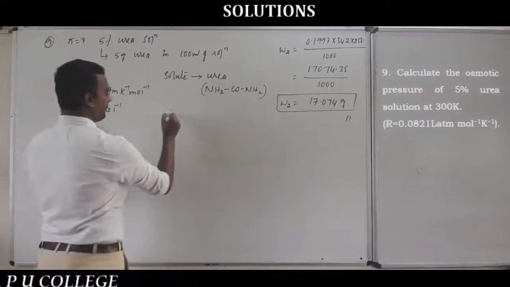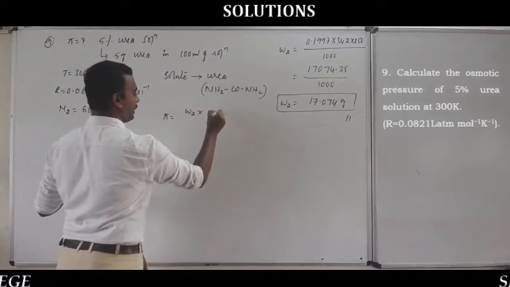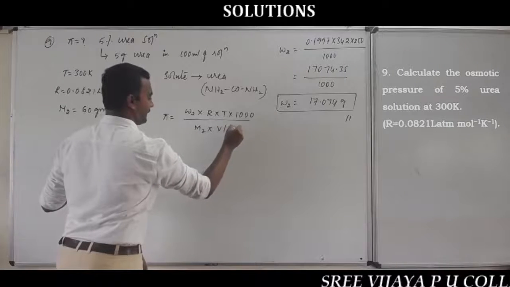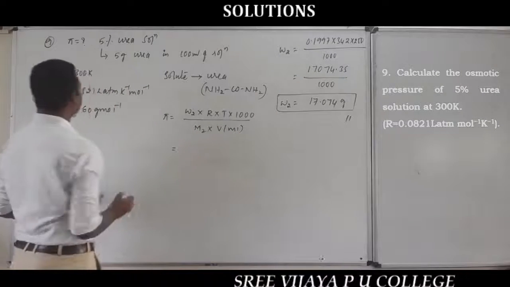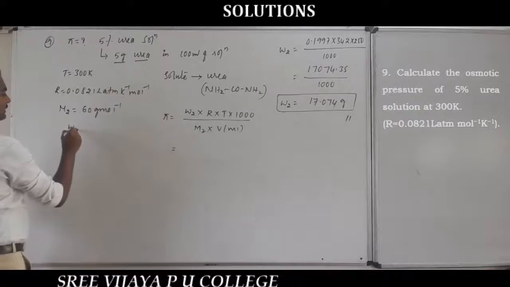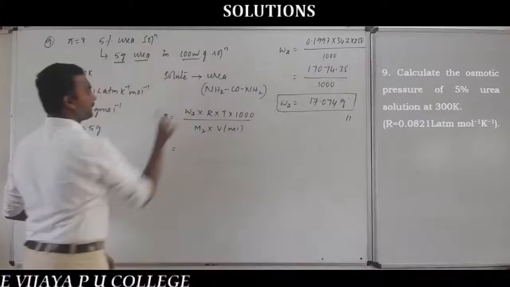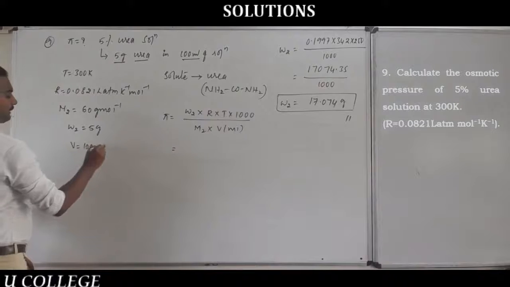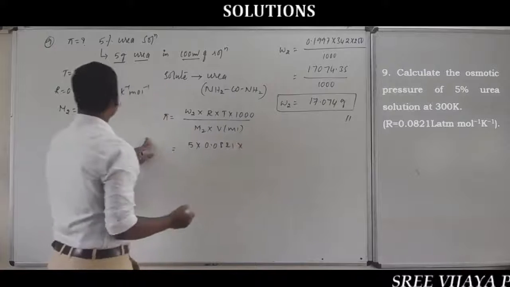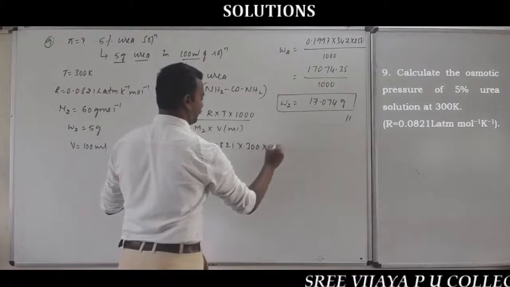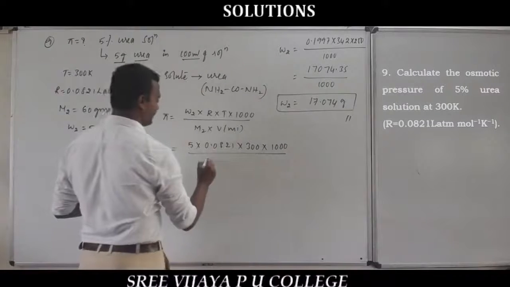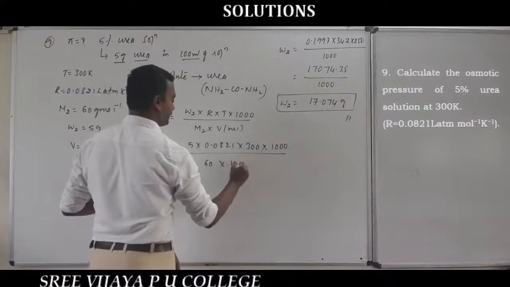Now the formula: pi is equal to W2 into R into T into 1000 divided by M2 into V in ml. W2 is the mass of solute. Which is the solute here? Urea. What is the mass of solute? W2 is equal to 5 gram. V is the volume of solution, that is 100 ml. So: 5 into R value 0.0821 into temperature 300 Kelvin into 1000, whole divided by M2, the molar mass of solute, which is 60 gram per mole, and the volume of the solution is 100.